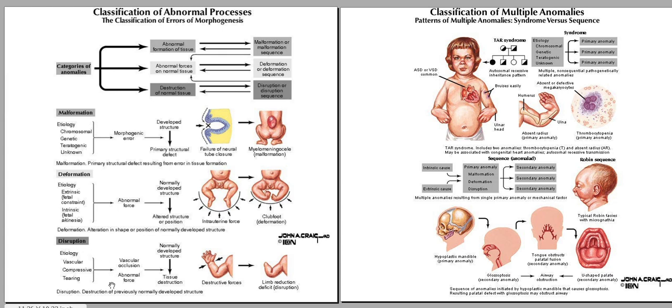And then there could be a disruption, where the etiology is vascular, compressive, or tearing. There could be vascular occlusion, an abnormal force on a normally developed structure leading to tissue destruction. Of course, if there's vascular occlusion, there's ischemia and necrosis. So the destructive forces result in limb reduction deficits, or disruption, where he has no limb.